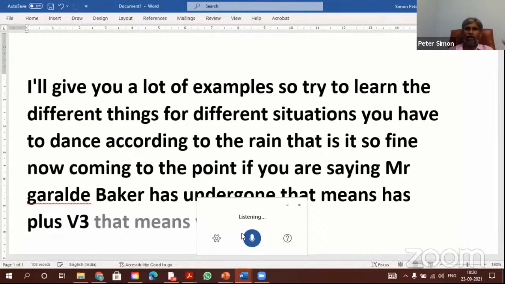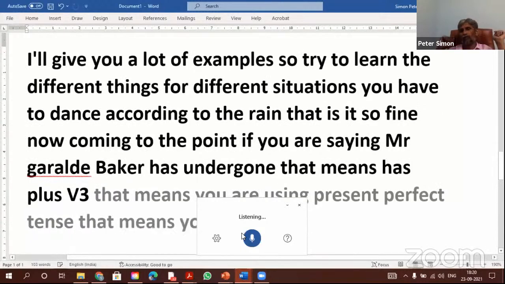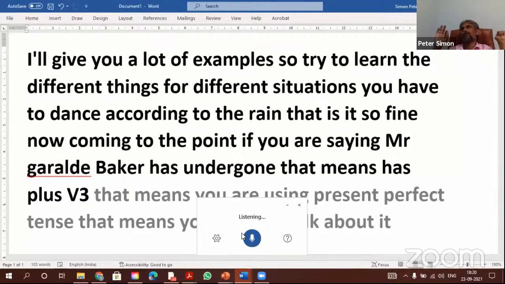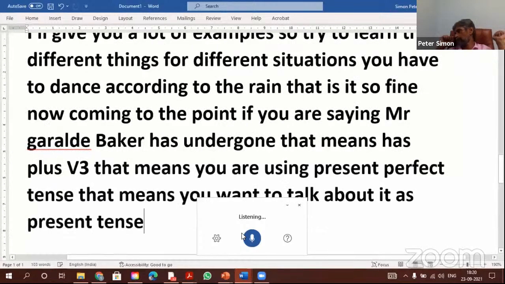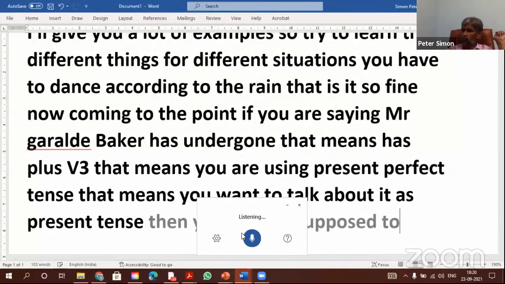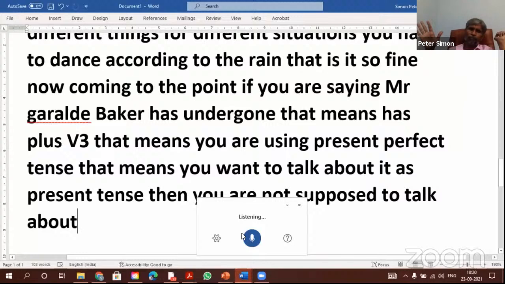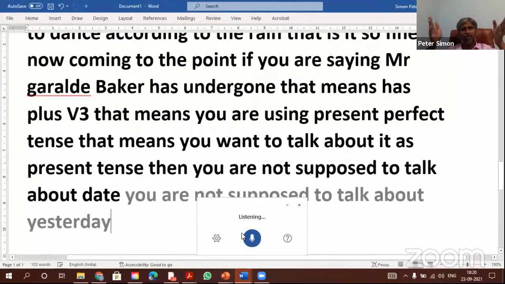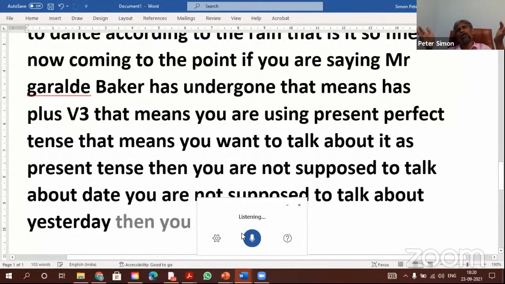It may be today or yesterday or day before yesterday. But don't say day before yesterday or yesterday or on 24th. Now today is 23rd. On 22nd he was admitted. Don't tell the date. Then you can use present perfect tense. No problem at all. Because timing is important. That is what is tense. If you know what is tense, then it will be easy.